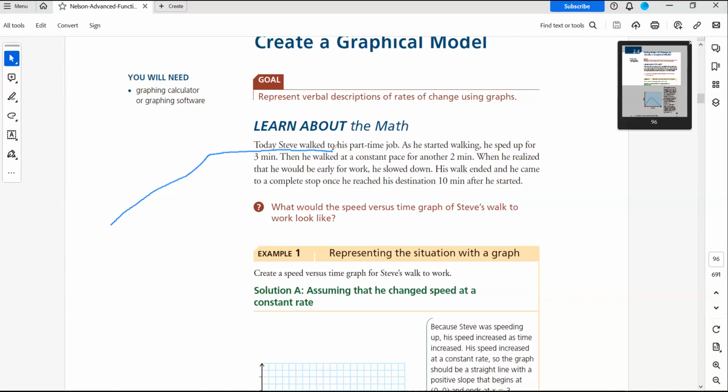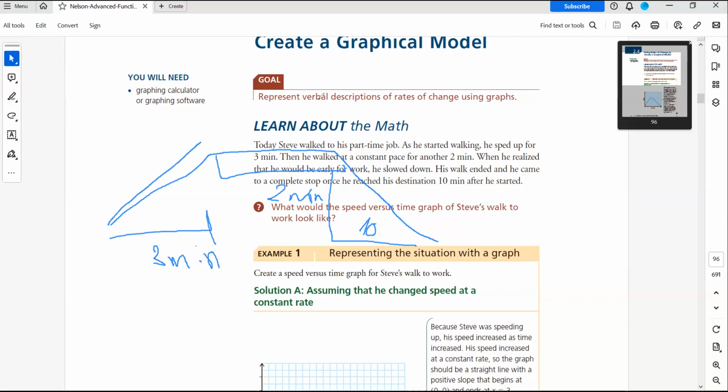So he started decreasing his speed. His walk ended, and he came to a complete stop once he reached his destination 10 minutes after he started. So for the last interval, let's say this is a 10 minutes interval. This is, let's say, a 2 minutes interval. Don't look at the scale, it doesn't matter right now. And this is a 3 minutes interval. So overall, he spent 15 minutes to get to work.